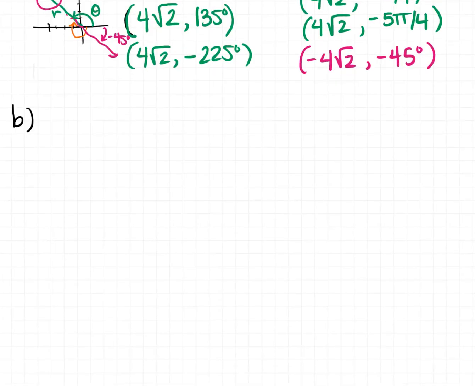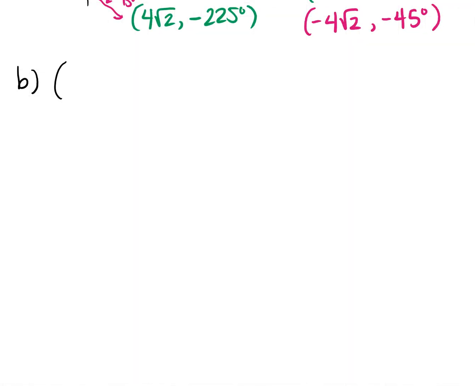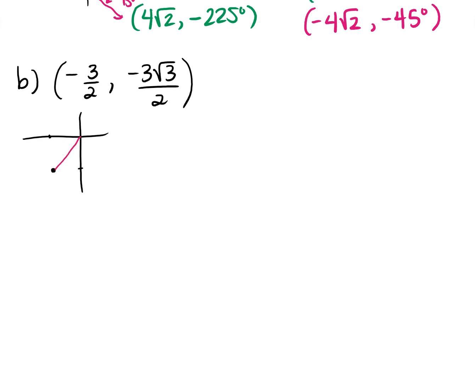And let's do one that maybe is a little bit harder. So what about this? Negative 3/2, comma, negative 3 root 3 over 2. So I'm going to graph this really quick. Negative 3/2, negative root 3 over 2, that's going to be a little bit more than that. So maybe right about here. And again, what do I want? I want an r and then I want a theta. And I believe your book asks you to find it in degrees and radians and use the smallest possible positive angle. So basically an angle between 0 and 2 pi, right?